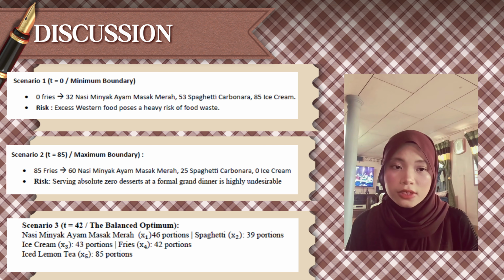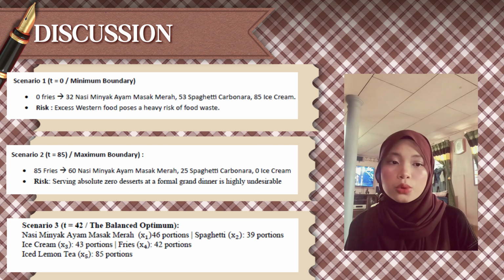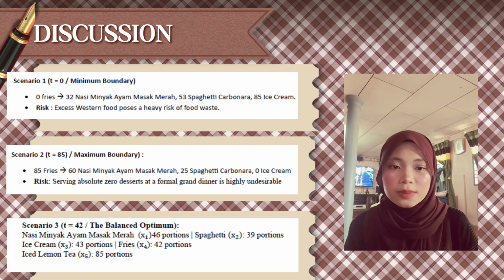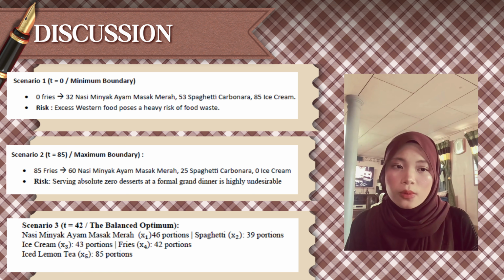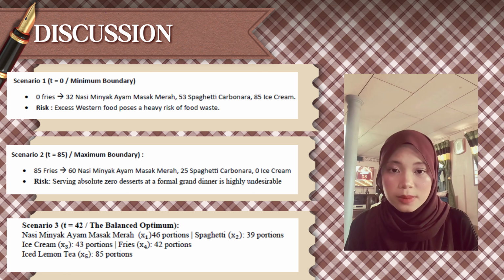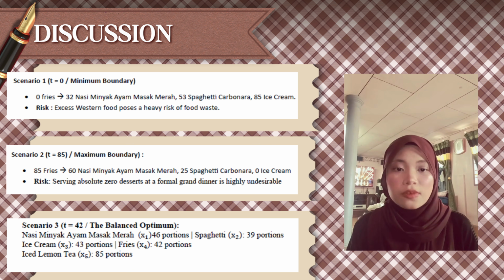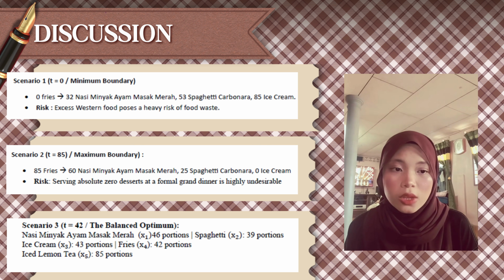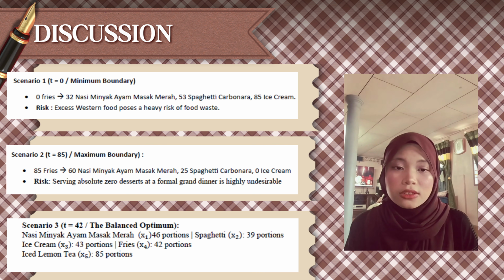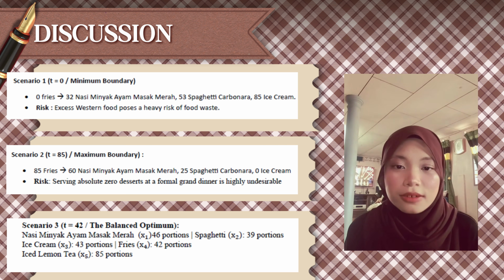To avoid these bad extremes, our committee picks a balanced middle ground by setting our parameter t to 42. This mathematical sweet spot gives us a highly realistic menu: 46 portions of nasi minyak ayam masak merah, 39 portions of spaghetti carbonara, 43 for ice cream, and 42 portions for fries, and our constant 85 drinks. This satisfies student preferences perfectly while spending exactly 3,000 ringgit.